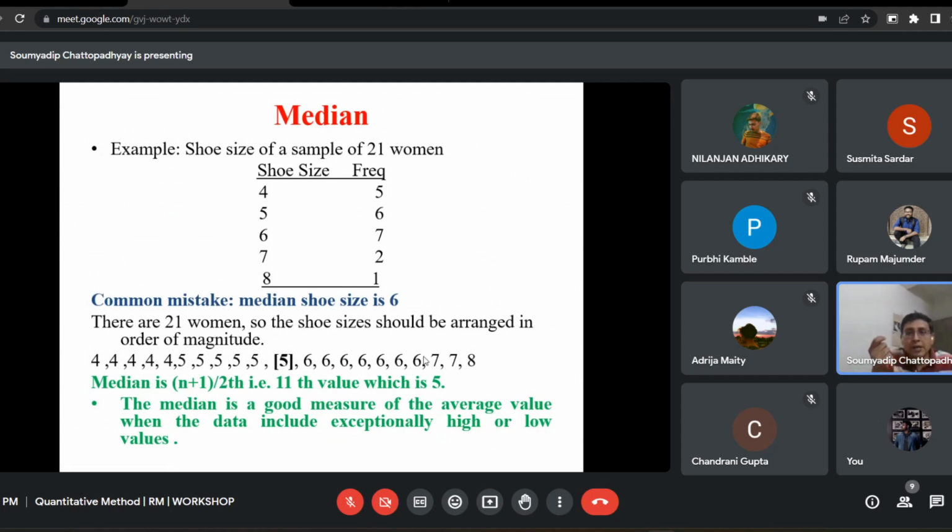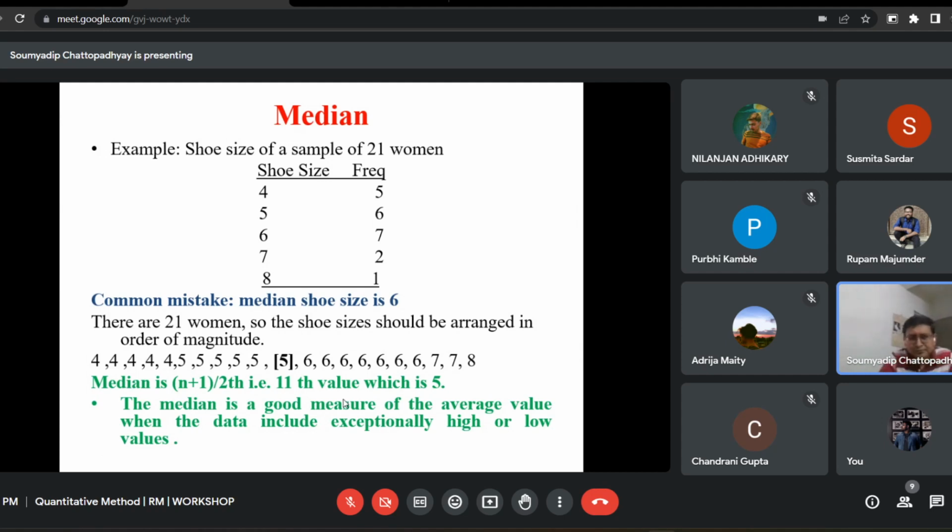And how can you calculate the median value? Here we are considering 21 women, so here n is odd. So what will be the median value? The median value is the (n plus 1) by 2th value, that means the 11th value. And if you just consider this particular series, then your 11th value is 5. So 5 will be the median value, not 6. So when you are dealing with data with frequency, then definitely for calculating the median, you need to be a bit cautious while doing the exercise.